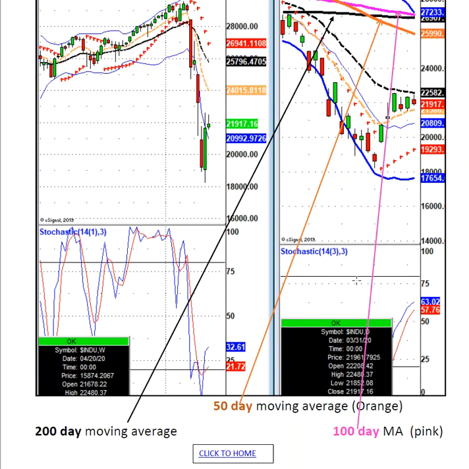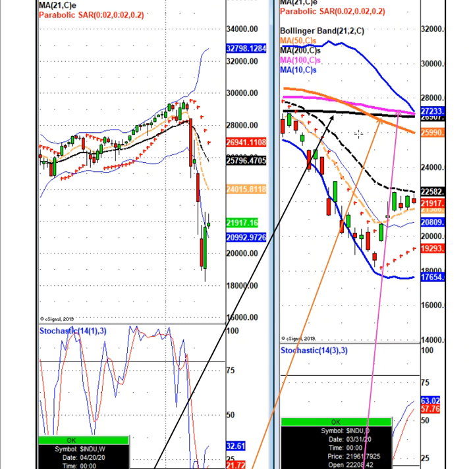And then what's very important to us, we always look at the 200-day moving average and the relationship of the 50-day and the 100-day in relation to the 200. You see here that the orange, the 50-day moving average, is now below the 200. That is very, very bearish. When you see the pink, which is the 100-day moving average, is about to cross and go below the 200, that confirms the bearish trend.